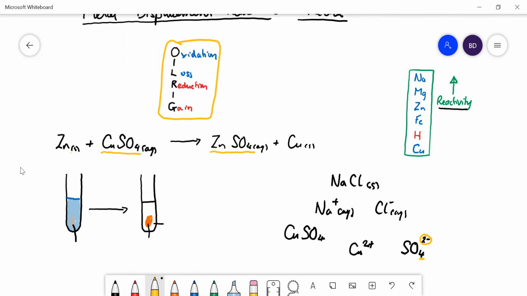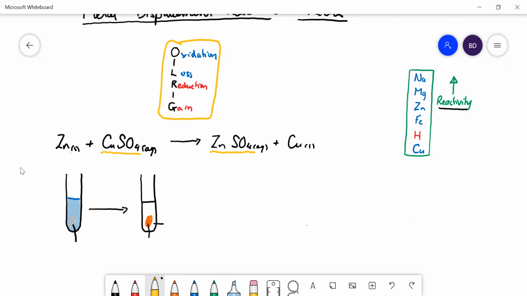Let's rewrite this equation now as an ionic equation. What I mean by that is anything which is in aqueous solution, which is dissolved, we separate out as the ions, because it's a more realistic representation of what's happening. So we get zinc solid there, and react that with copper sulfate. Copper sulfate in solution is Cu2+ ions and SO4 2- ions floating around. They've got nothing to do with each other. Incidentally, it's the Cu2+ ion that gives the solution its blue color.